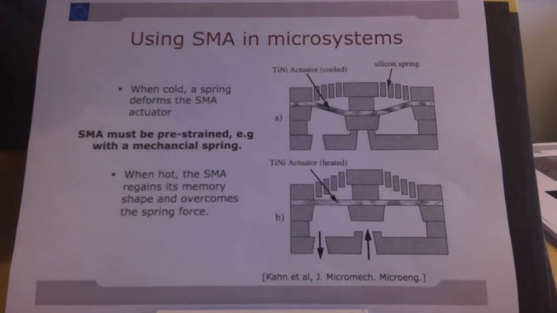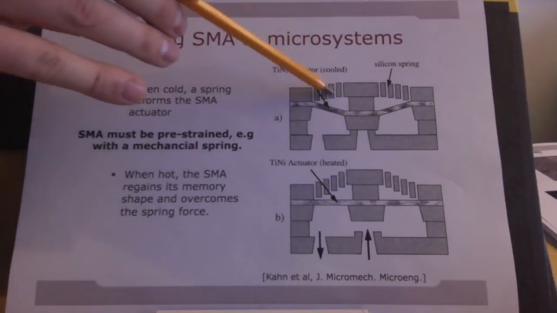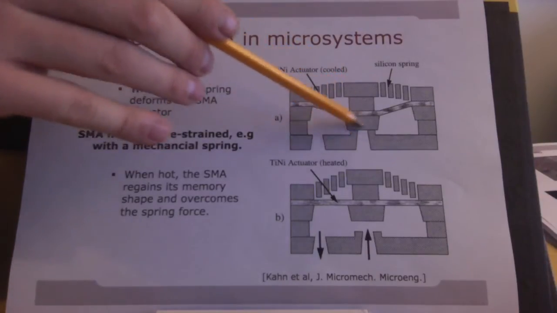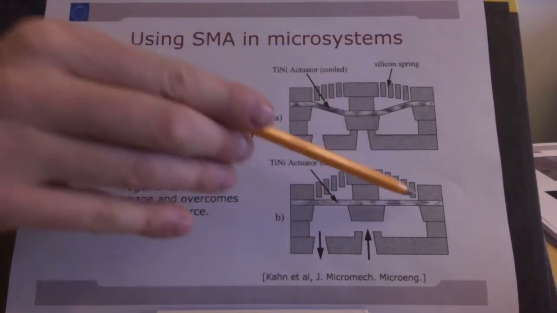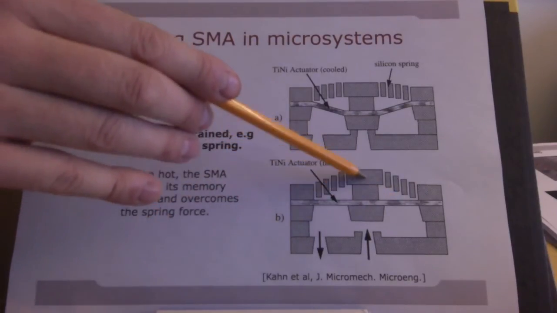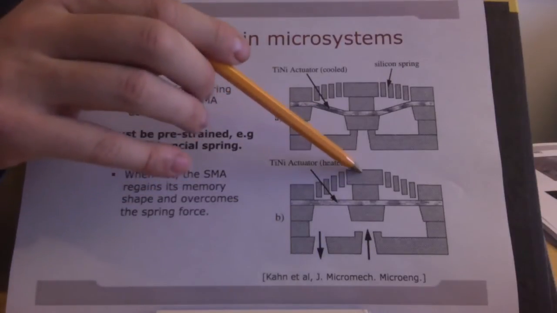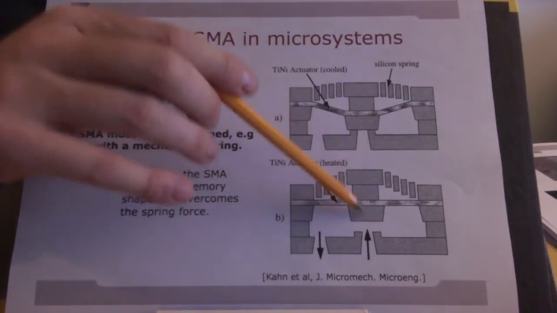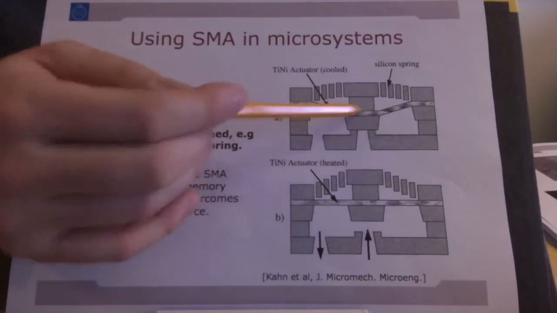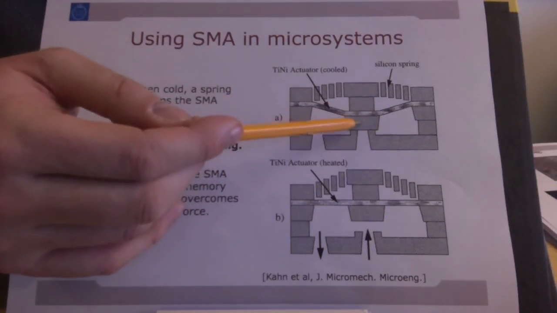So in the cold state, when the SMA is easily deformable, the spring system basically presses down the boss and closes the valve. In the hot state, the shape recovery will be stronger than the spring force, and the valve will be pushed open. So at any time there is a balance between two forces here: the force of the spring system, the silicon spring system, pressing down the boss, and the SMA sheet that at any time pushes up the boss.